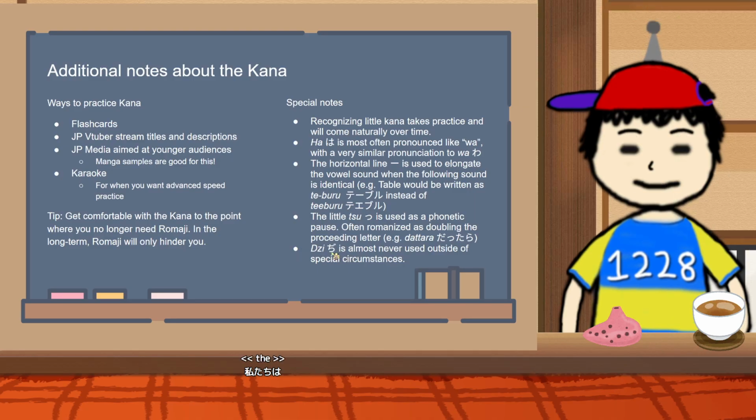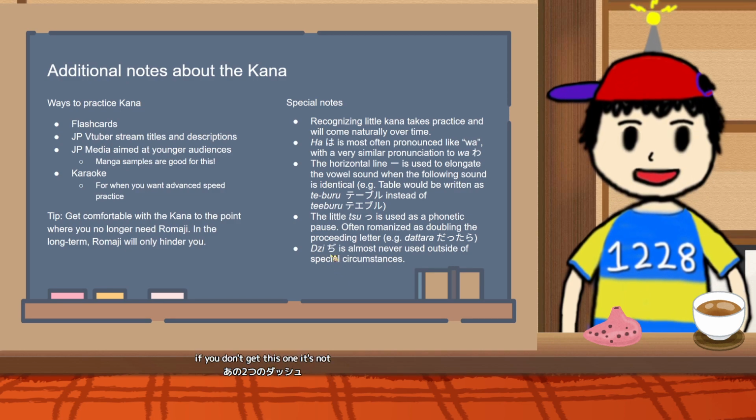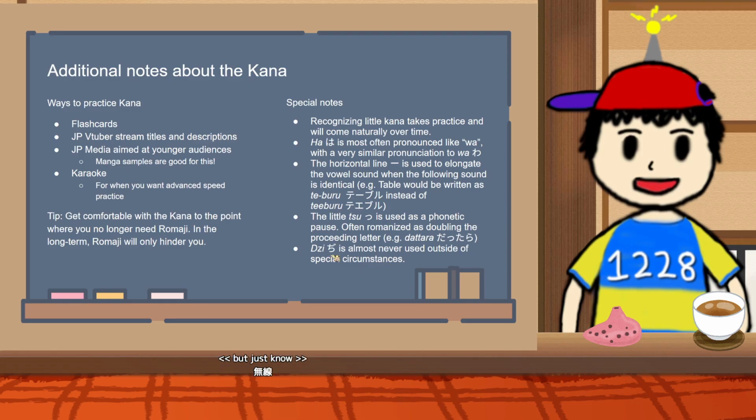The G character. I've only seen this used 3 times, and I've been looking at Japanese media for 5 years. This is extremely rare. When I see it, it's usually as a furigana to a Japanese kanji compound that uses chi, and the rules for that compound mean it has to be voiced with this dakuten here, those 2 dashes. So you voice it as, instead of chi, it becomes ji. If you don't get this one, it's not that big of a deal. But just know that this character is almost never used.